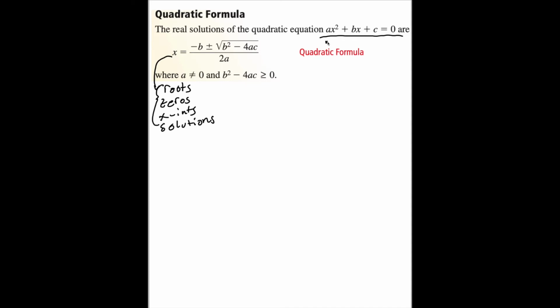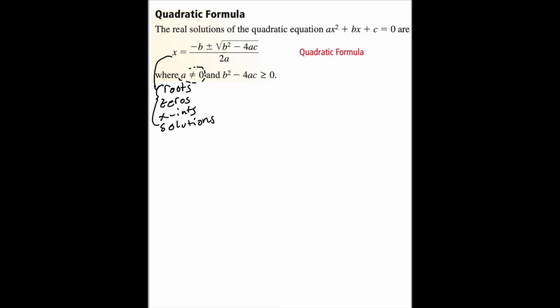Now, A, B, and C are numbers, and they're the coefficients where A can never equal 0. The reason why is because if A was 0, it would knock this x squared out, no longer making it a quadratic equation, and it would then be linear. B and C, on the other hand, can be 0 because it would still give you that x squared.